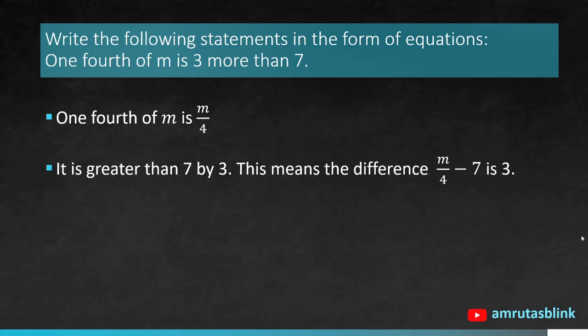So basically if you subtract 7 from this given number, the difference obtained will be 3, and hence we can say m by 4 minus 7 is equal to 3, and hence the equation obtained is m by 4 minus 7 is equal to 3. You can also write it as m by 4 minus 3 is equal to 7. That is also equally correct.